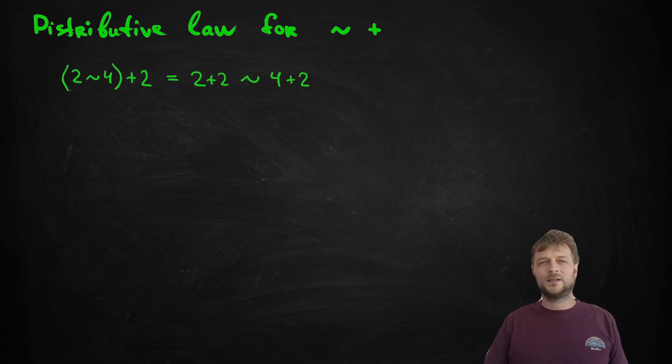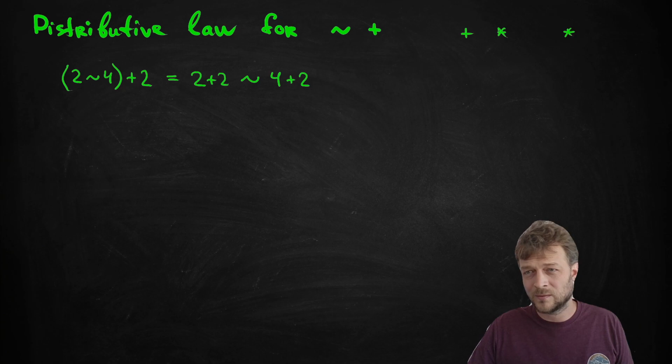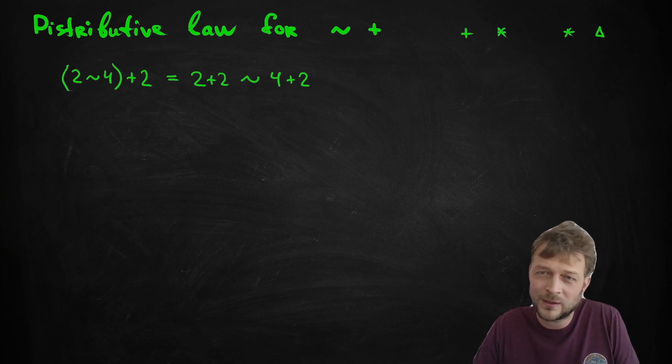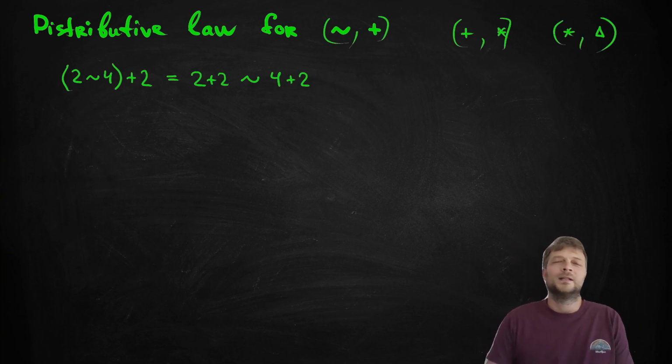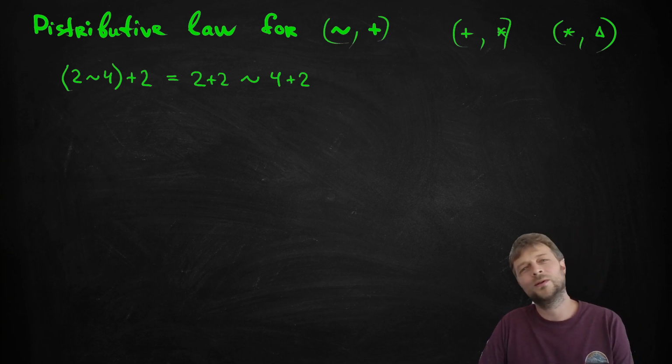And this is distributive law. We know distributive law for plus and multiply. We checked it for multiply and triangle. Let's just check that it also works for tilde and plus. Like, let me just put it this way. So this is the equation that we want to check.